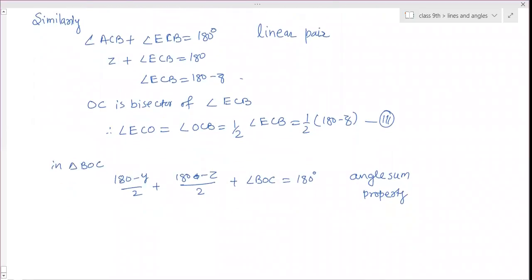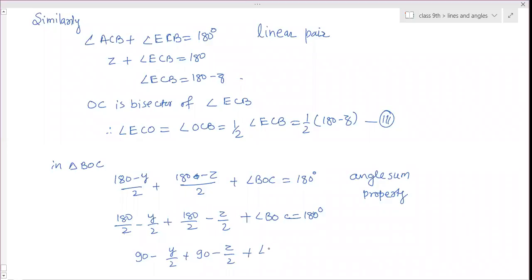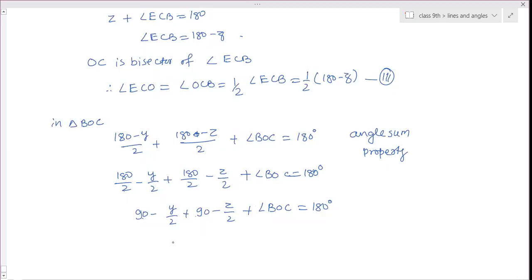Now simplify this. Divide separately. 180 by 2 minus y by 2, 180 by 2 minus z by 2 plus angle BOC is equal to 180 degrees. 180 by 2 is 90, minus y by 2, plus 90 minus z by 2, plus angle BOC is equal to 180 degrees. 90 plus 90 is 180, minus y by 2 minus z by 2, plus angle BOC is equal to 180.